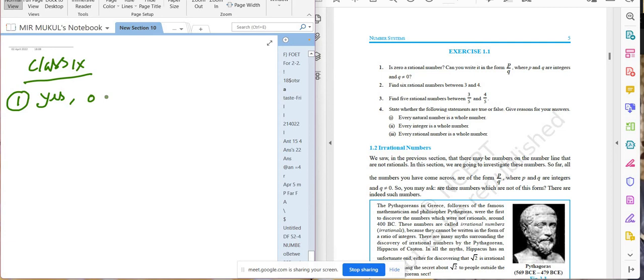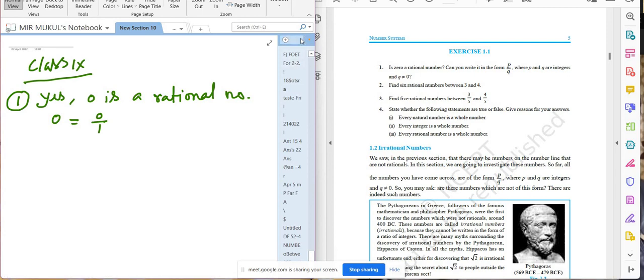Yes, 0 is a rational number. Can you write it in the form p by q? 0 can be written as 0 by 1 or 0 by 2, where p, q are integers, q not equals to 0. So this is our first answer, right?